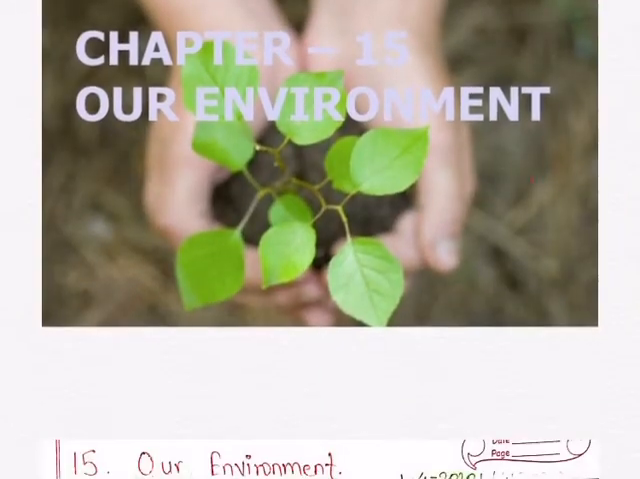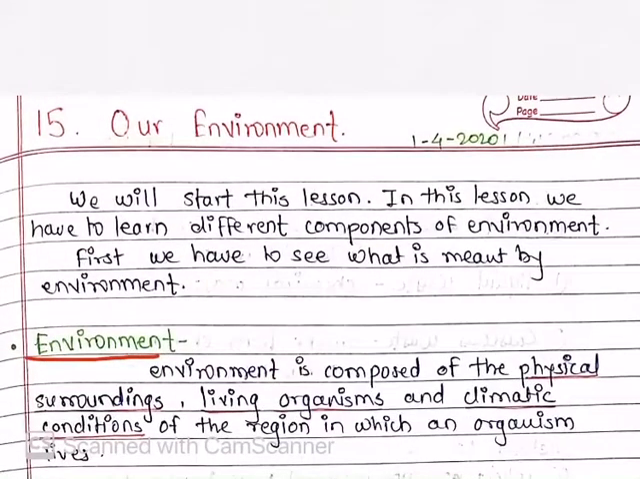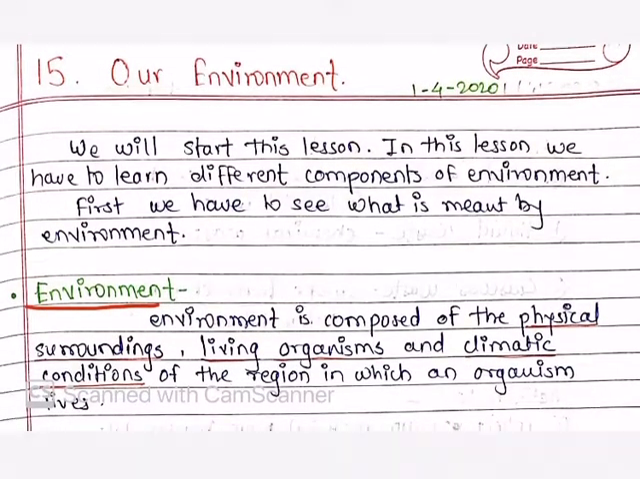Okay, then next we have to study our environment. When we consider our environment, we have to see the detailed definition. Environment is composed of physical surroundings, living organisms, and climatic conditions of the region in which living organisms live. This is the definition which is given in your NCERT book.